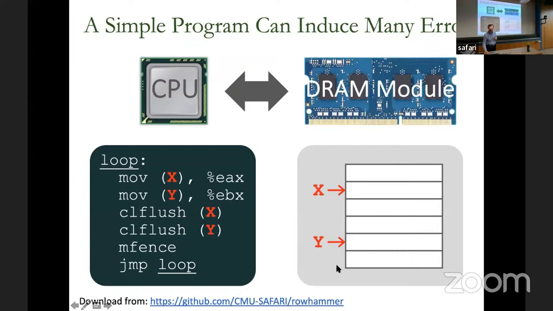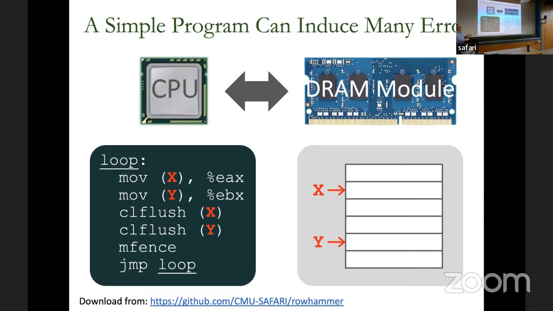Now, let's take a look at an example program where the bit flip gets exposed. This is a program that we released together with the paper. You can see that it's very simple. This is a user level program. You don't need any kernel privileges for this. You execute this program and at least this basic version of the program selects addresses X and Y such that they go to the same bank.